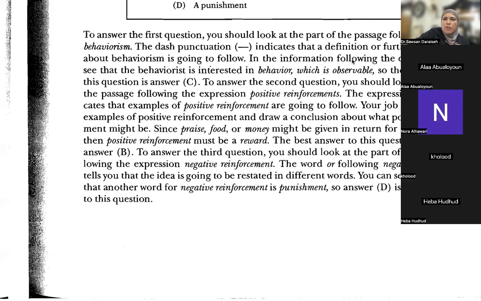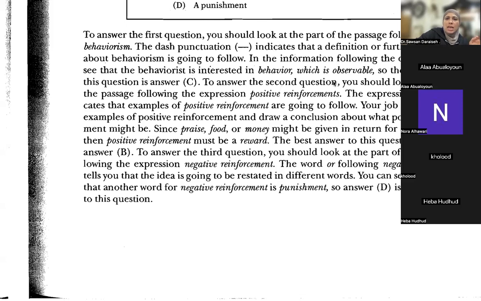what do we have in the information following the dash? You should see that the behaviorist is interested in behavior. A behaviorist, guys, like Skinner, the man, the scientist, the psychologist, the person who studies behavior, is interested in what, guys? In behavior which is observable, all right? That is something one can notice and monitor, that's the meaning of observable. So the best answer to this question is answer C, which you answered before, okay?